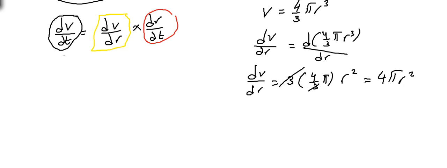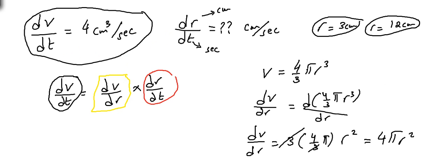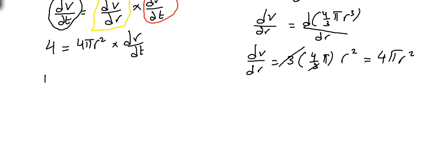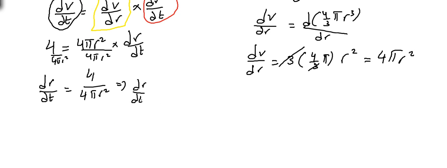Now dV/dt is given. It's 4. Let's put the unit at the end. And this is 4 pi r squared. We need to find dr/dt, right? In general, dr/dt is 4 divided by 4 pi r squared, by dividing both sides by 4 pi r squared. We end up with dr/dt equal to 1 over pi r squared.